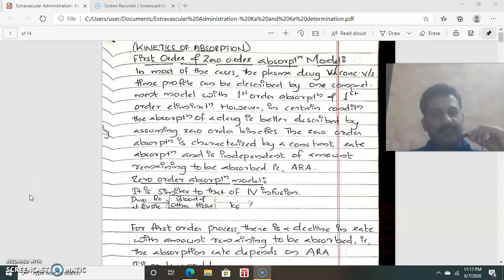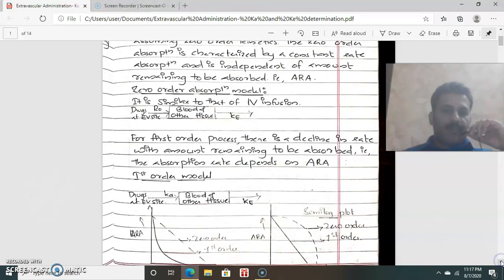So we can write it as drug at extravascular site, then rate of infusion R0, then blood and other tissue and elimination. So it is similar to IV infusion. So it is called the zero order absorption model. Okay, the same model you can draw, and all the parameters you have derived under the infusion can be given. Then the first order absorption process.